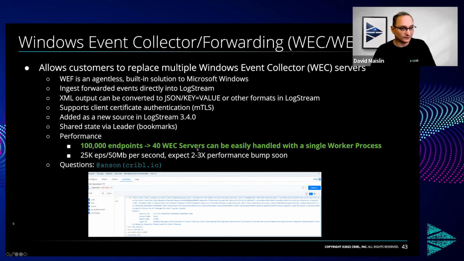We can handle 100,000 endpoints easily with a single worker process, a single core. The initial release will support 25,000 events per second, 50 megabytes per second. The future release after that, you should expect around 75,000 events per second, about 100 to 150 megabytes per second.